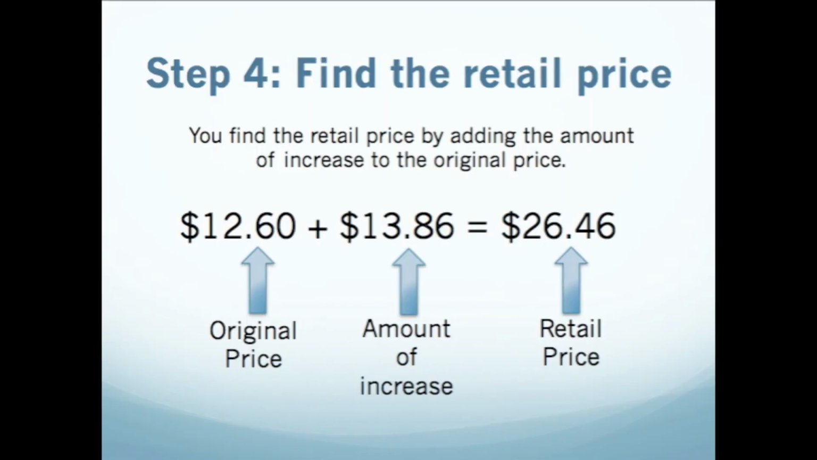But still, we're not done. It's asking for the retail price. And to find the retail price, you add the amount of increase to the original price. So the original price is $12.60, and the amount of increase is $13.86. So $12.60 plus $13.86 equals the retail price, which is $26.46.